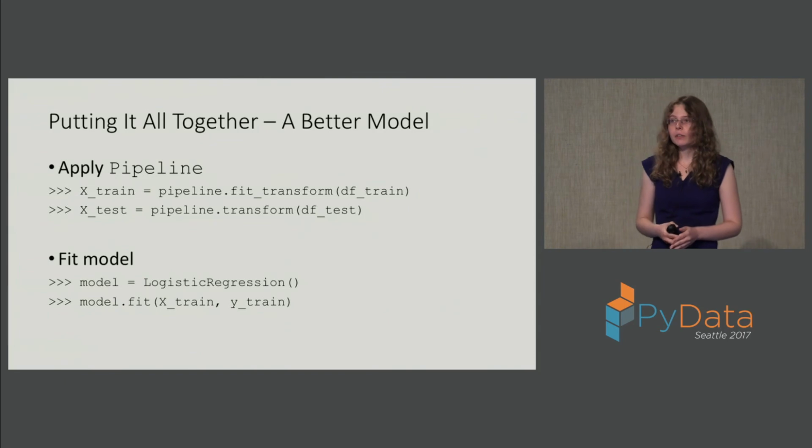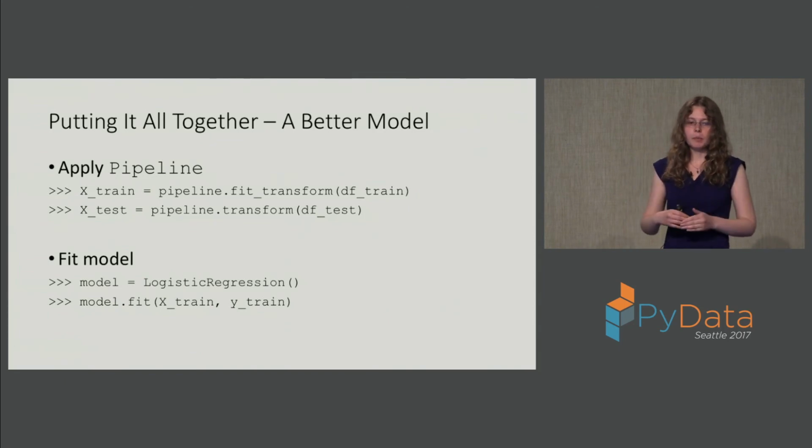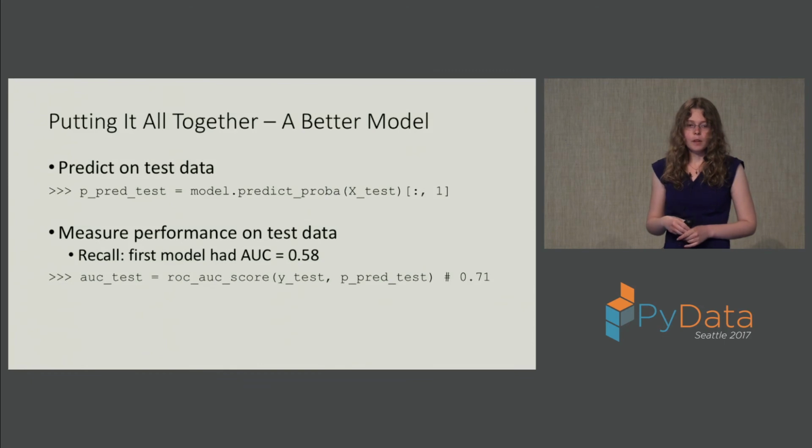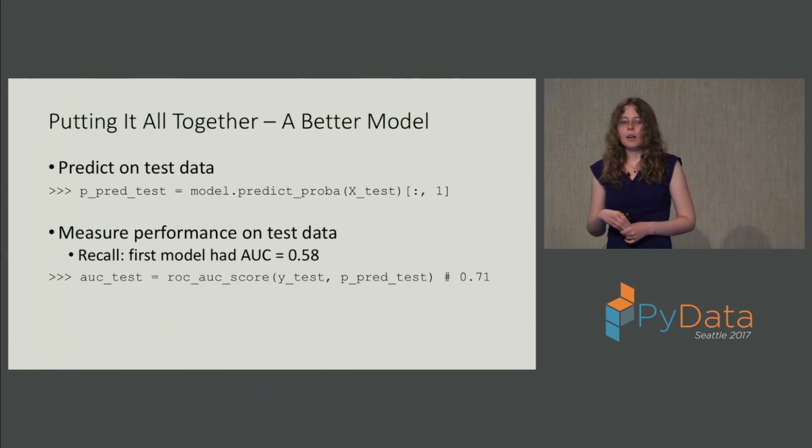Now that we have the whole transformation process wrapped up in that pipeline, we can apply it to the training data, just transform the test data with it, and use a logistic regression again, fit the model, predict on the test data, and our AUC has gone up from 0.58 to 0.71. So pulling in all those extra features helped.